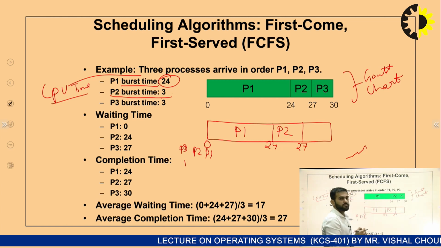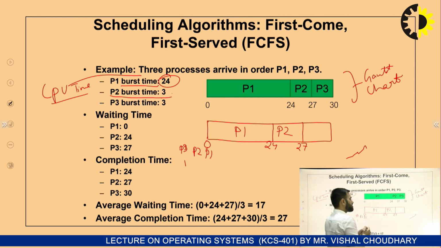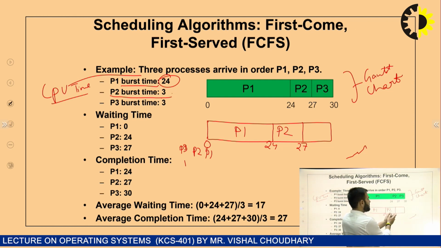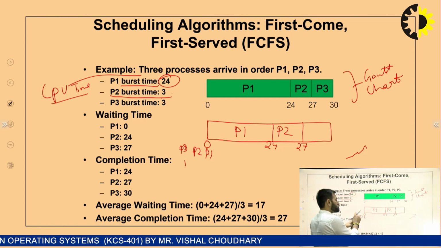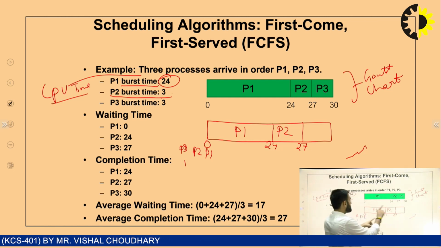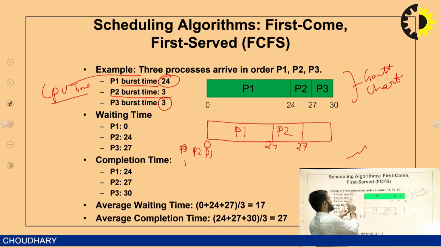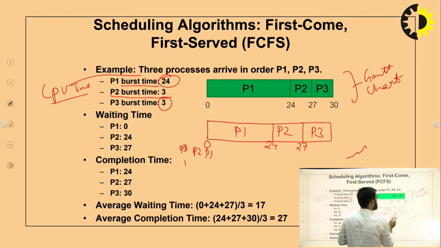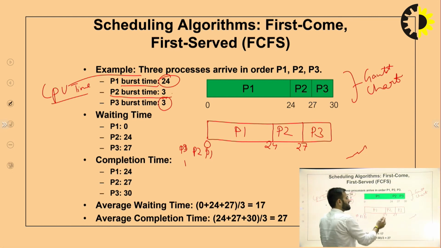27. Right? Now at 27, the CPU is free. Now P3, which already arrived at 0 only, waited till 27. Now P3 gets the CPU for the next 3 seconds since its burst time is 3. This is nothing but the Gantt chart.